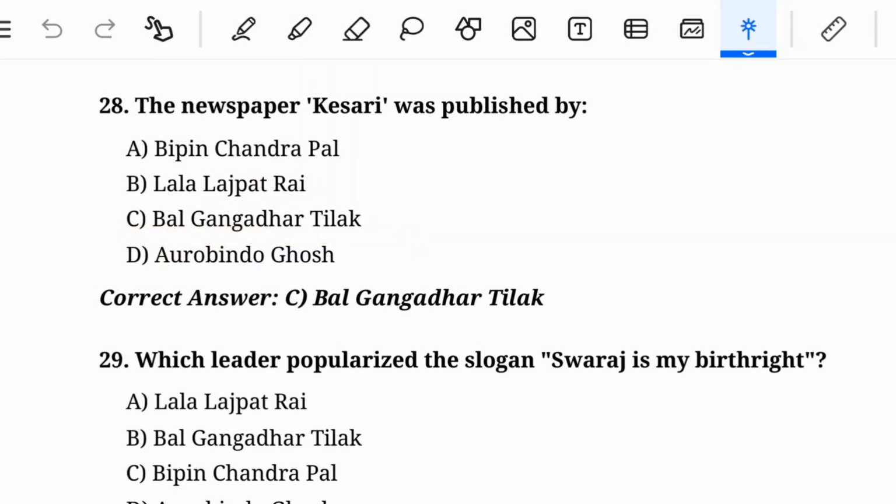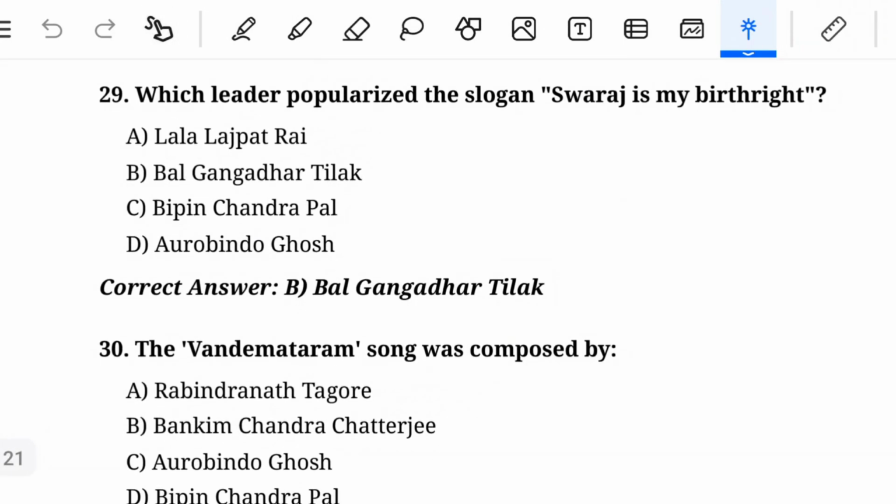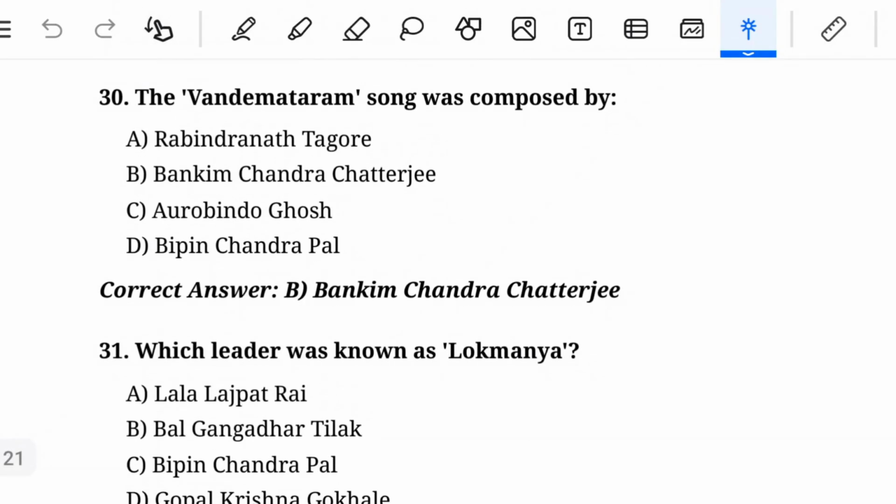29. Which leader popularized the slogan Swaraj is my birthright? A. Lala Lajpat Rai. B. Bal Gangadhar Tilak. C. Bipin Chandra Pal. D. Aurobindo Ghosh. Correct answer B. Bal Gangadhar Tilak.